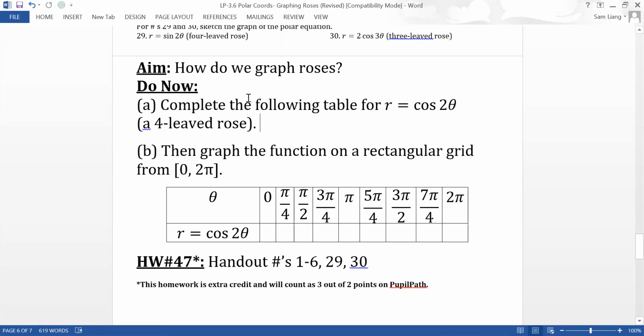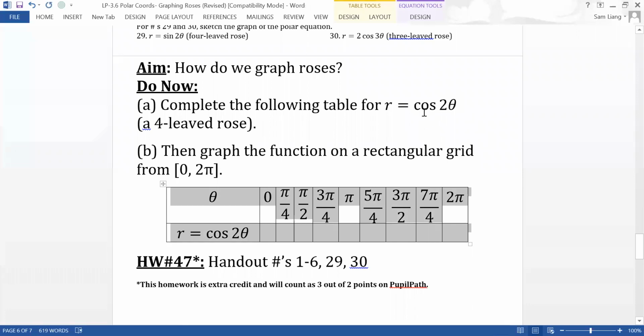Roses have an equation of the form like a cosine n theta and a sine n theta, as we'll see in the notes. The do now is just to complete the following table right here from 0 to 2 pi for this function, cosine 2 theta. And then we're going to graph this function on a rectangular grid, as we did yesterday for the limaçons and cardioids.